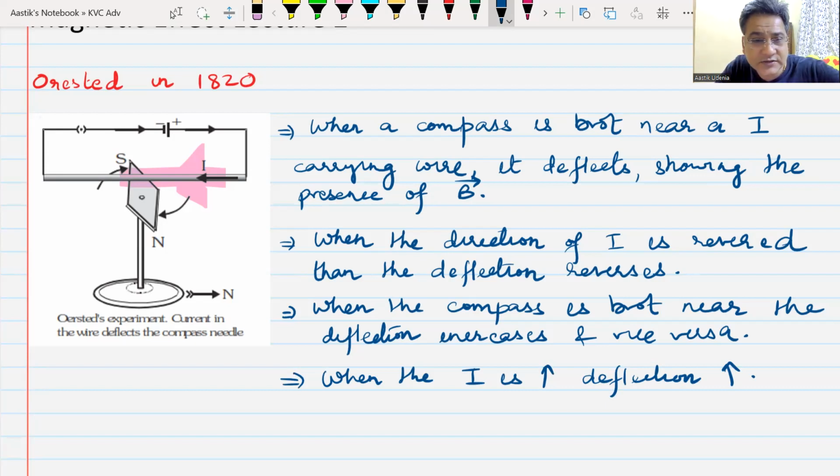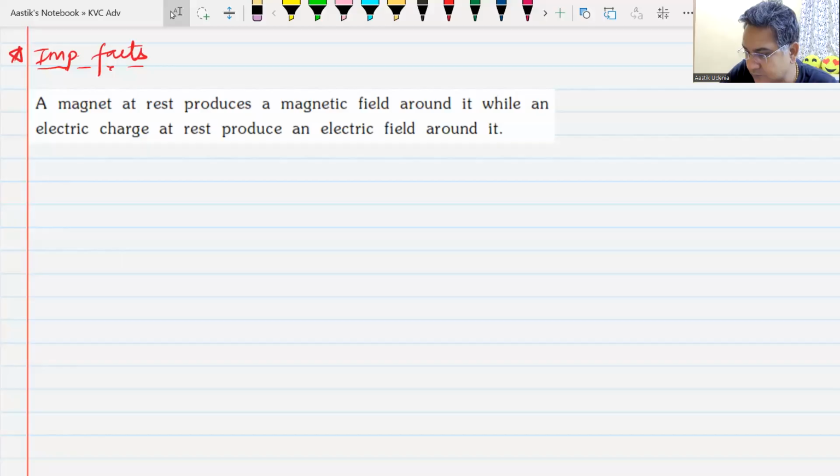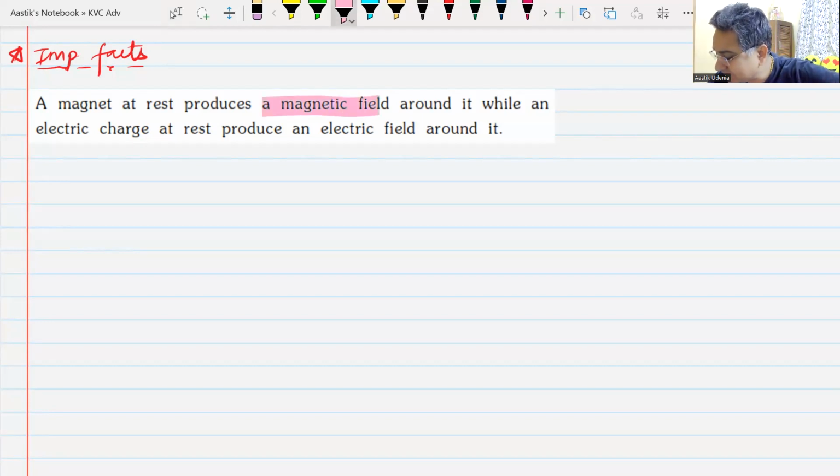I'll give you 2 minutes to note this down. So now we can understand and we can write all these points together. A magnet which is at rest produces a magnetic field. We have just seen it. A magnet at rest produces magnetic field, while electric charge at rest produces an electric field around it. That was electrostatics.